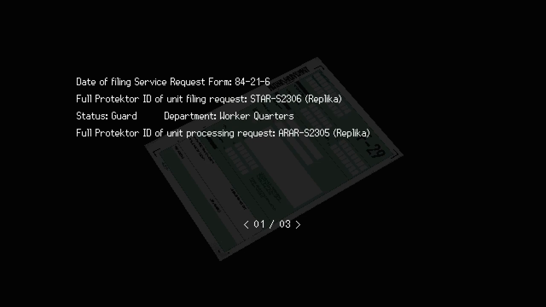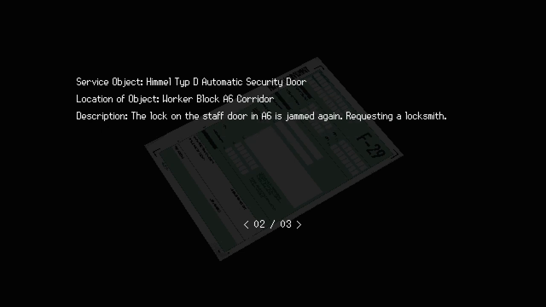Service request form, F29. Date of filing service request form, 84216. Home protector ID of unit filing request, star S2306 replica, status guard, department work quarters. Home protector ID of unit processing request, RR S2305 replica. Service object, HIML type D automatic security door. Location of object, worker block A6 corridor. Description, the lock on the staff door in A6 is jammed again, requesting a locksmith.